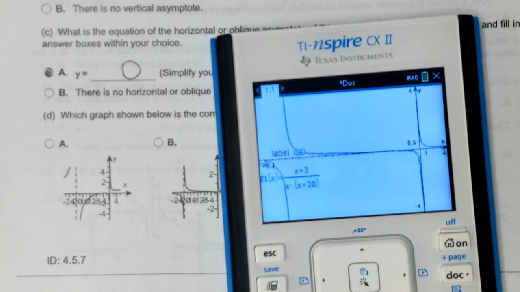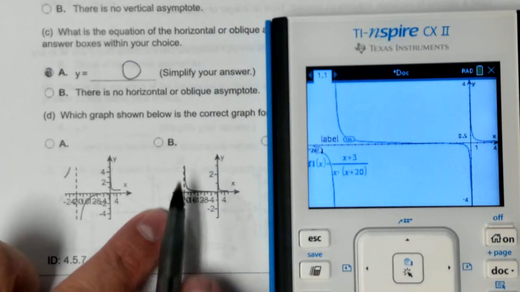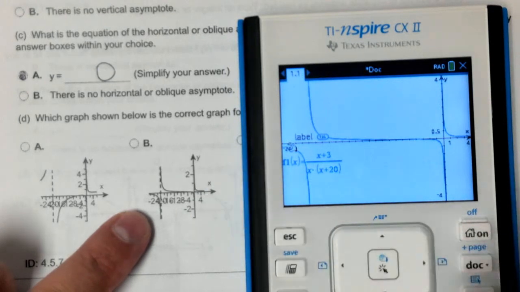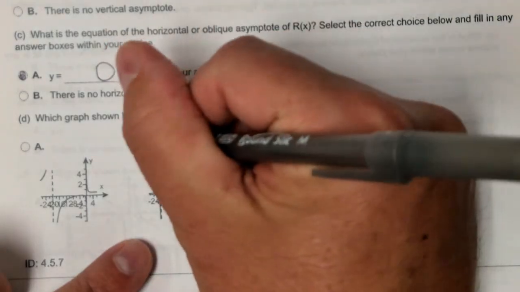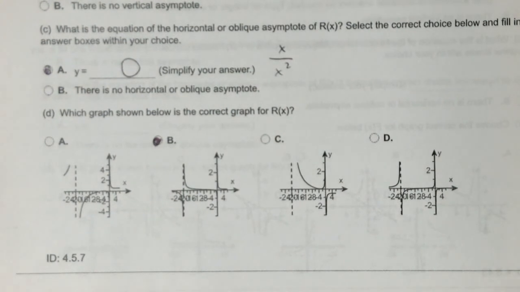Then we can see the graph. It's going to match the B graph because it's going down first, and then it's like this, and then another one kind of like that on top. So that's B. You know what they're having trouble with is finding the horizontal or vertical asymptote?